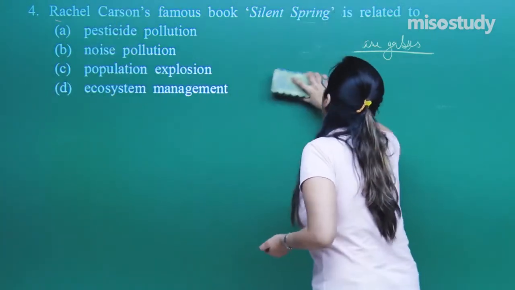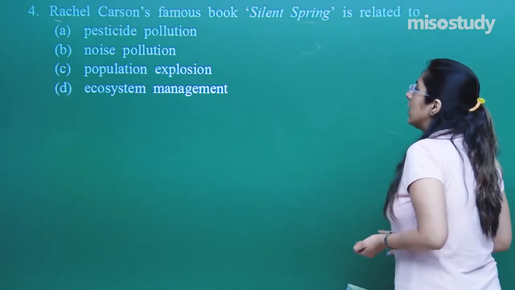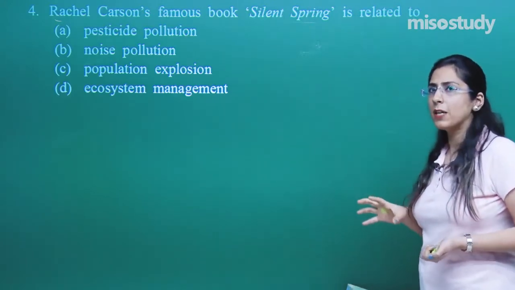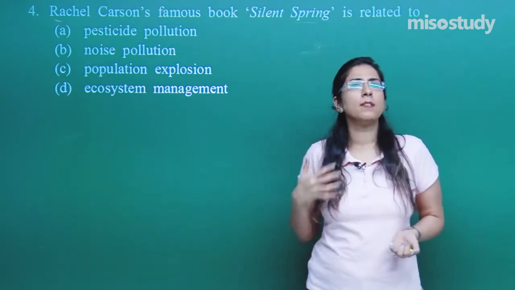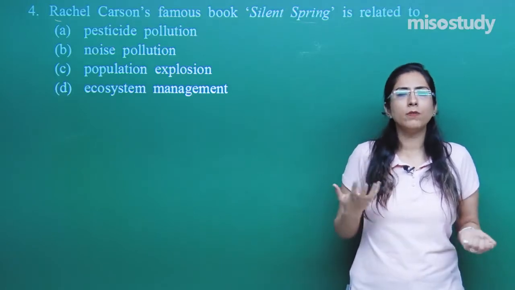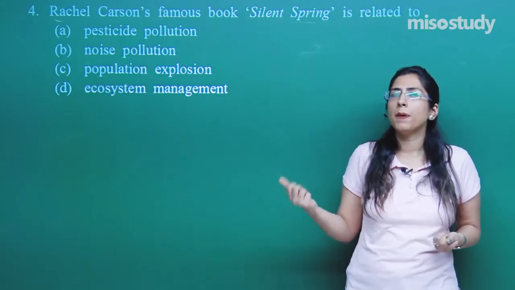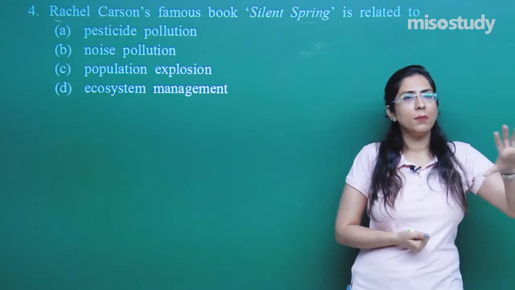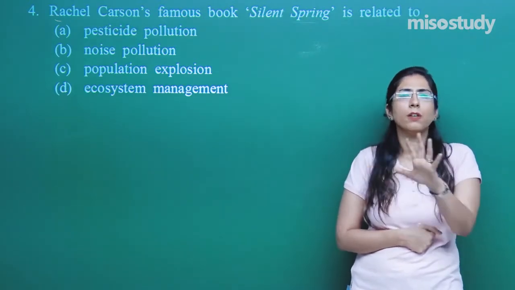Rachel Carson's famous book Silent Spring is related to what? A major revolution came after this book. The revolution was in the case of pesticides. Before that, we were using pesticides in a very high amount because of the green revolution, because we wanted a good yield. That yield can be attained when pests are not able to attack, so when pesticides are used, the yield will increase. This was the major reason for the green revolution.